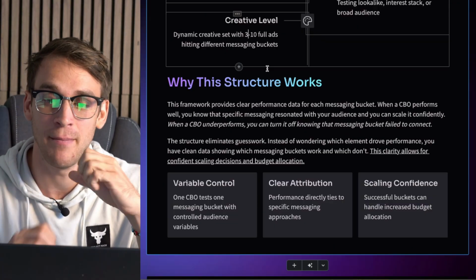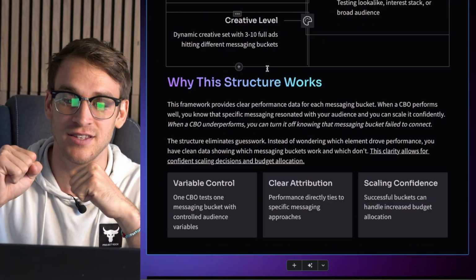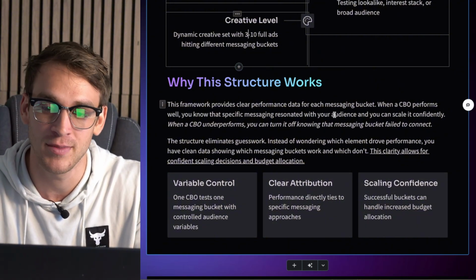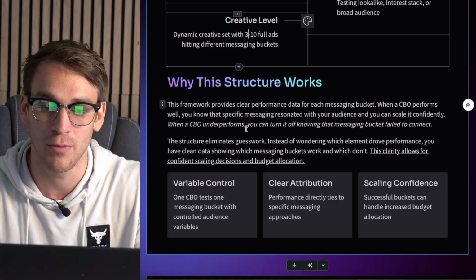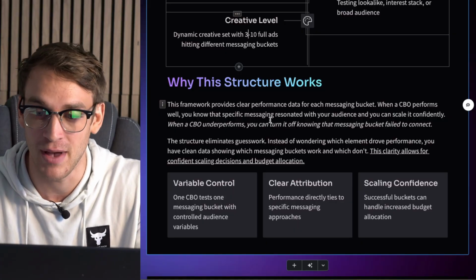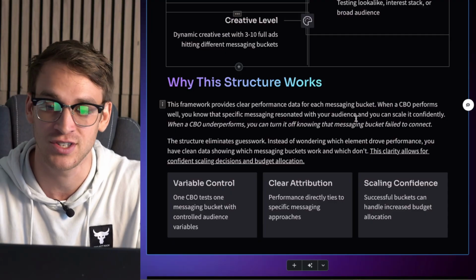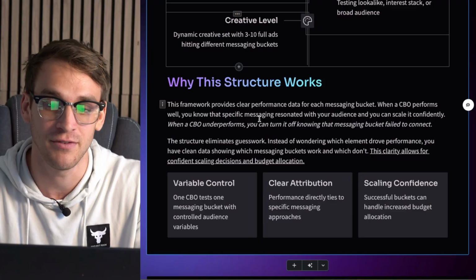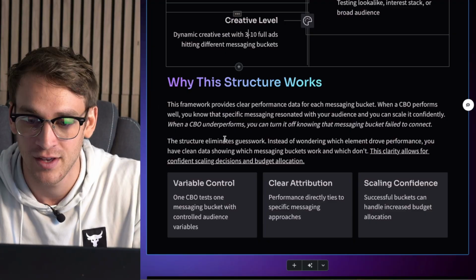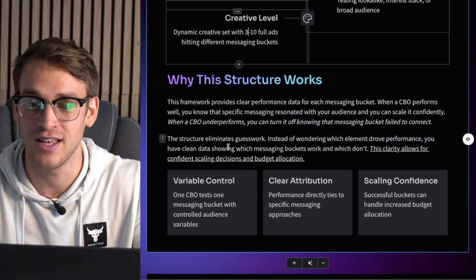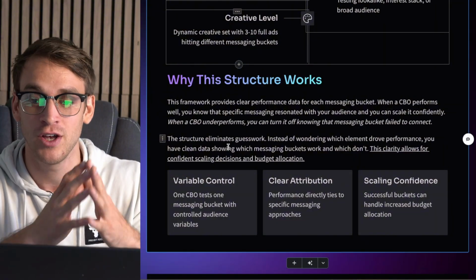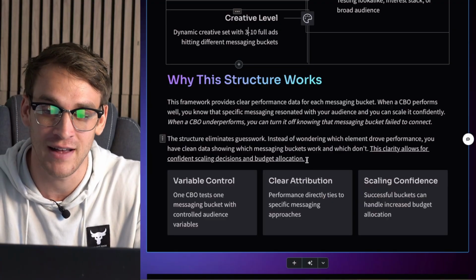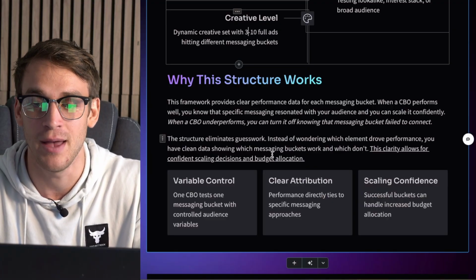This framework, by breaking out these messaging buckets into their own dynamic creative sets and pairing them with different audiences, provides clear performance data for each messaging bucket. When a CBO performs well, you know that specific messaging resonated with your audience and you can scale it confidently. When a CBO underperforms, you can turn it off knowing that that messaging bucket failed to convert and you can move on to the next messaging bucket. This structure eliminates guesswork. Instead of just wondering which element drove performance, you have clean data showing which messaging buckets work and which don't. This clarity allows for confident scaling and decisions and budget allocations.